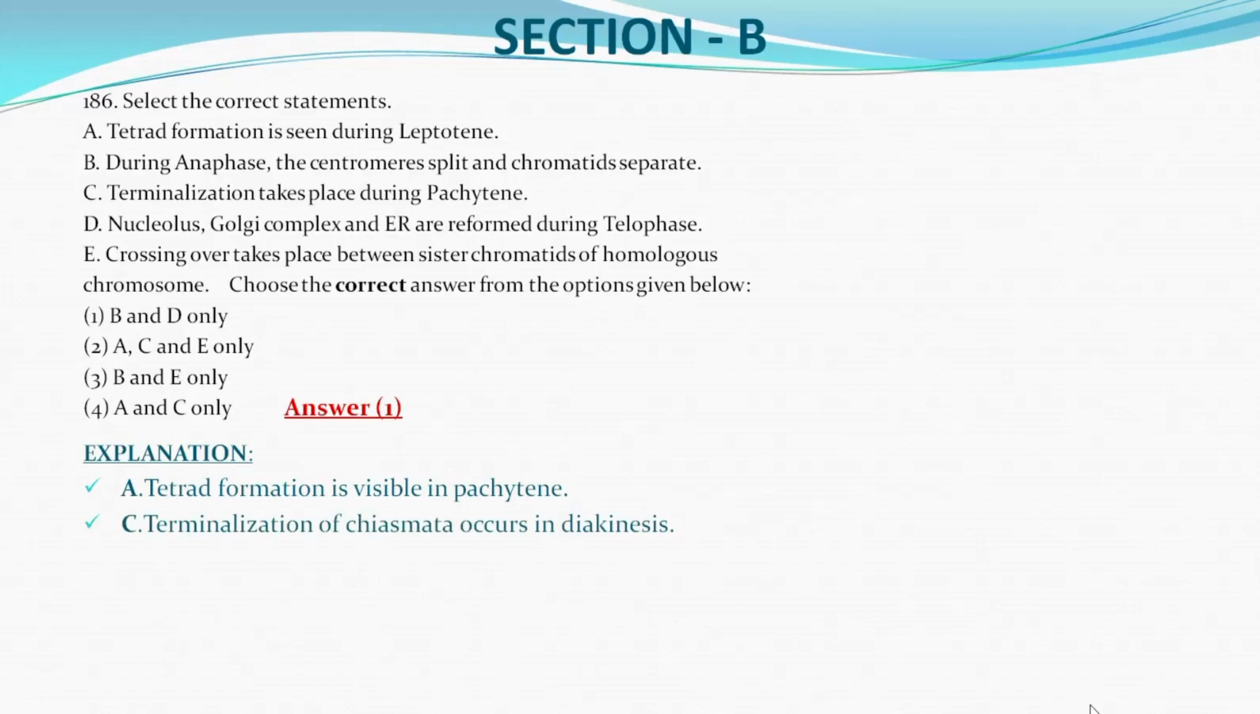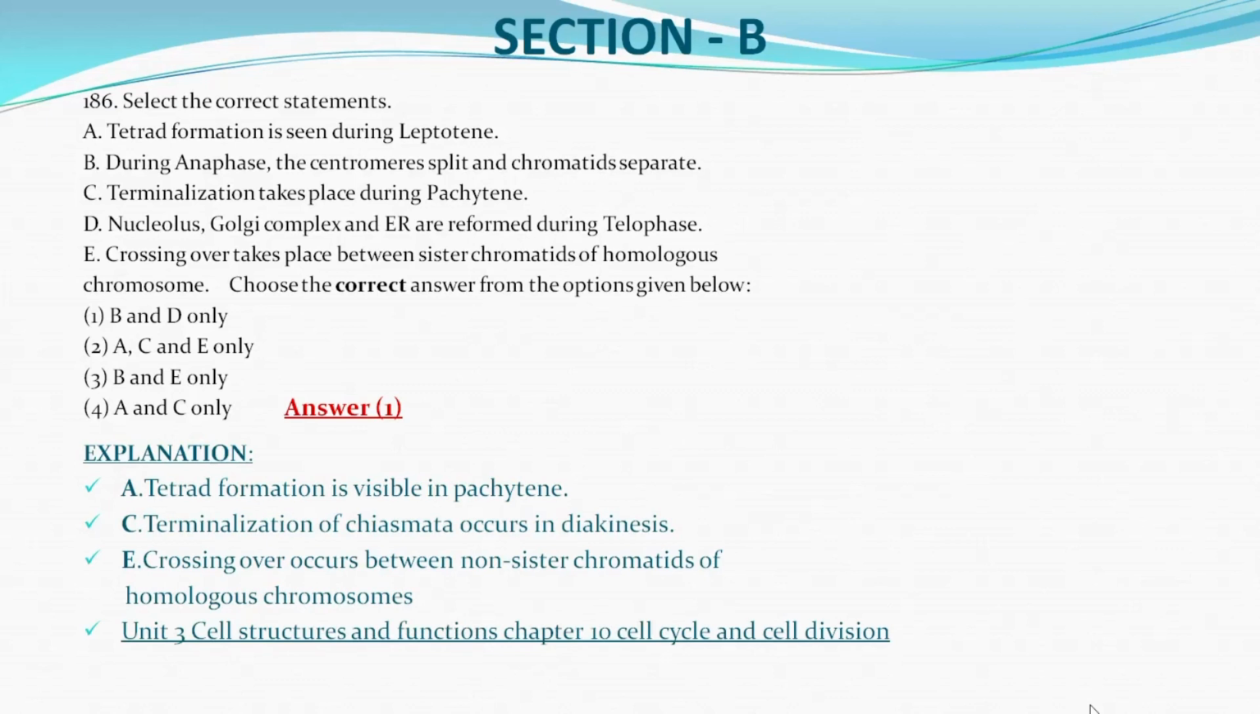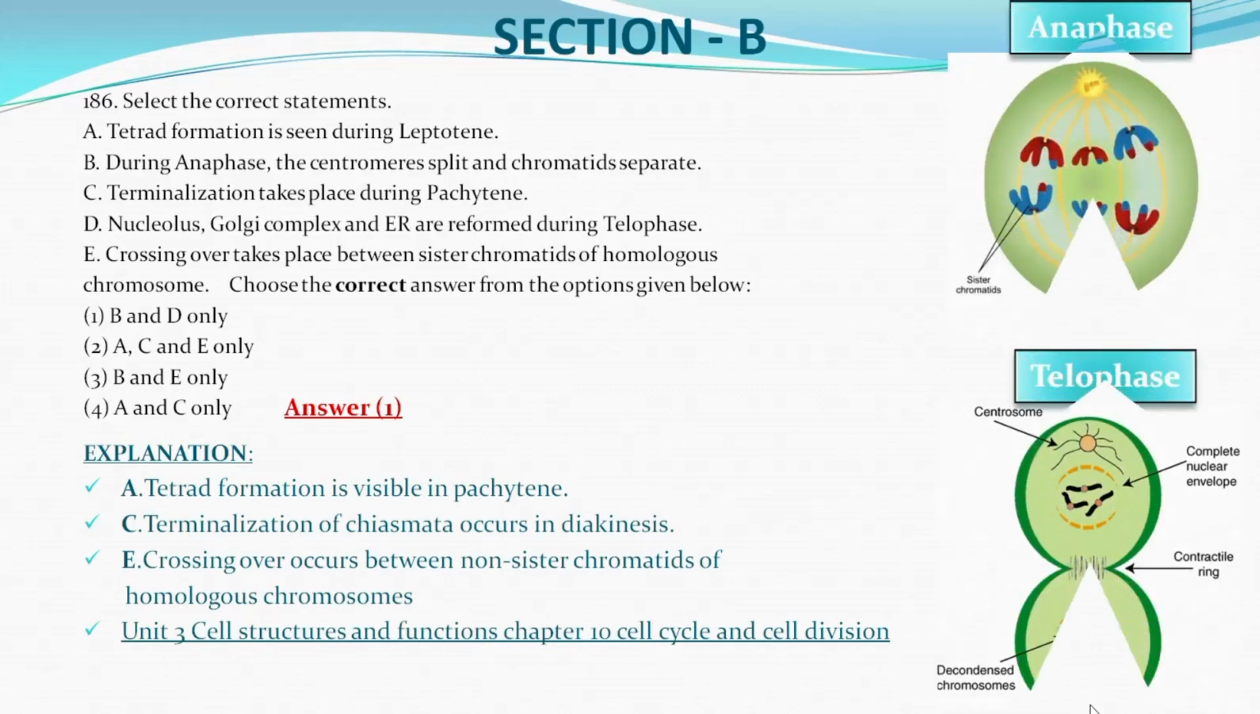Explanation: tetrad formation is visible in pachytene. Terminalization of chiasmata occurs in diakinesis. Crossing over occurs between non-sister chromatids of homologous chromosomes. So this question is taken from Unit 3, Cell Structure and Functions, Chapter 10, Cell Cycle and Cell Division.